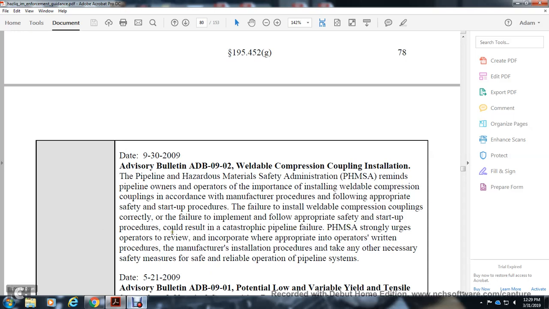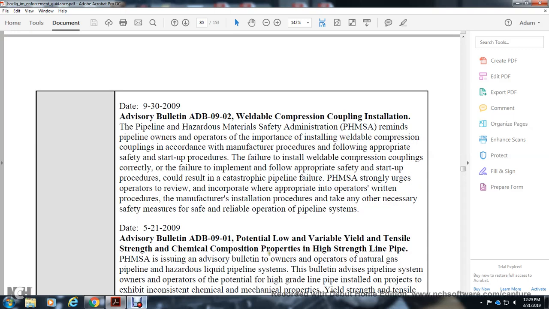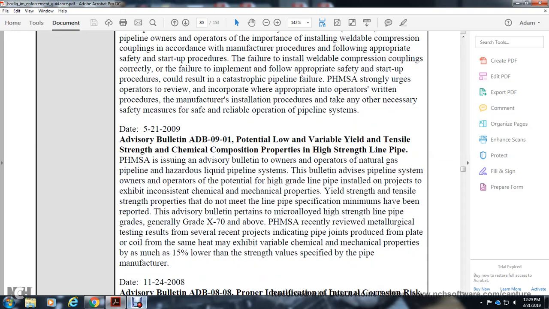PHMSA urges the operators to review the written manufacturer installation procedure, and to take any other necessary safety measures to ensure the reliable operation of the pipeline safety system. Potential low variable yield and tensile strength, the chemical composition property, the high strength line pipe.